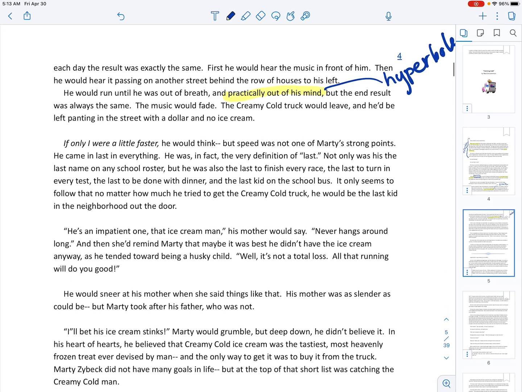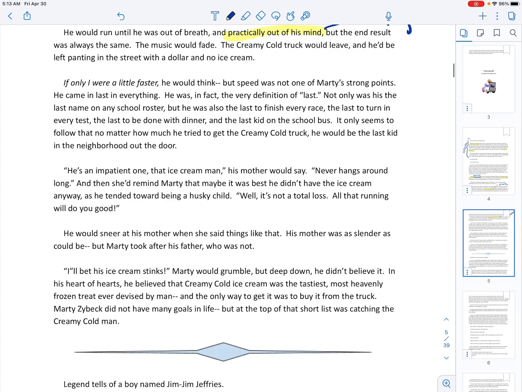If only I were a little faster, he would think, but speed was not one of Marty's strong points. He came in last in everything. He was, in fact, the very definition of last. Not only was his the last name on any school roster, but he was also the last to finish every race, the last to turn in every test, the last to be done with dinner, and the last kid on the school bus. It only seems to follow that no matter how much he tried to get the creamy cold truck, he would be the last kid in the neighborhood out the door.